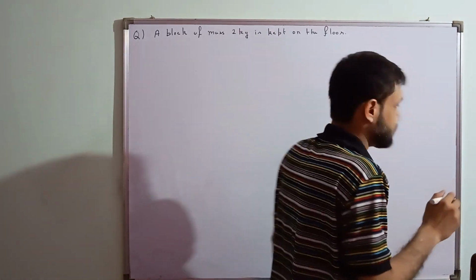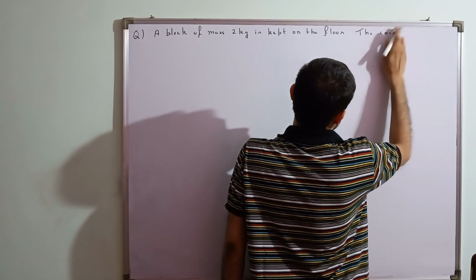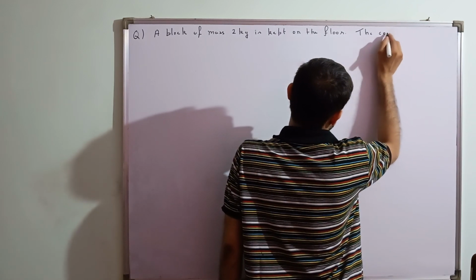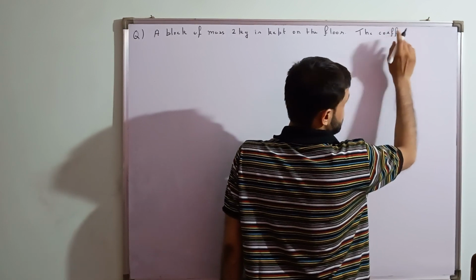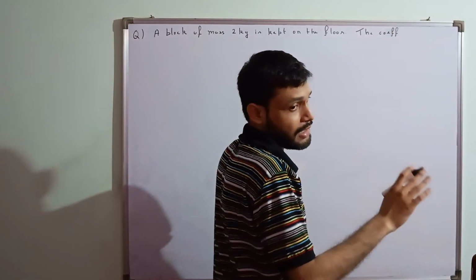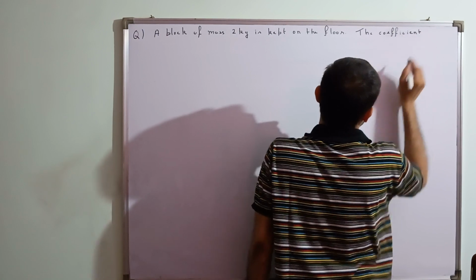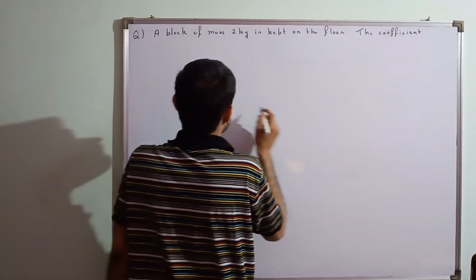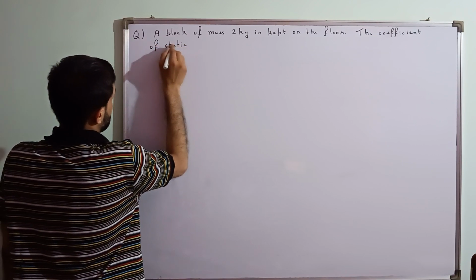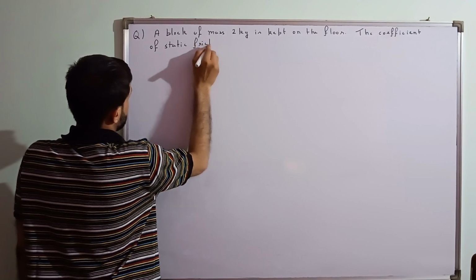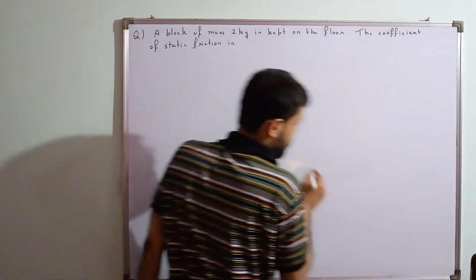The coefficient of static friction they have given. Now they are saying coefficient of static friction, which means the object is at rest. They are not saying whether the object is moving or not. They are simply saying the coefficient of static friction is this. That means the object is at rest. The coefficient of static friction is what they are giving, 0.4.